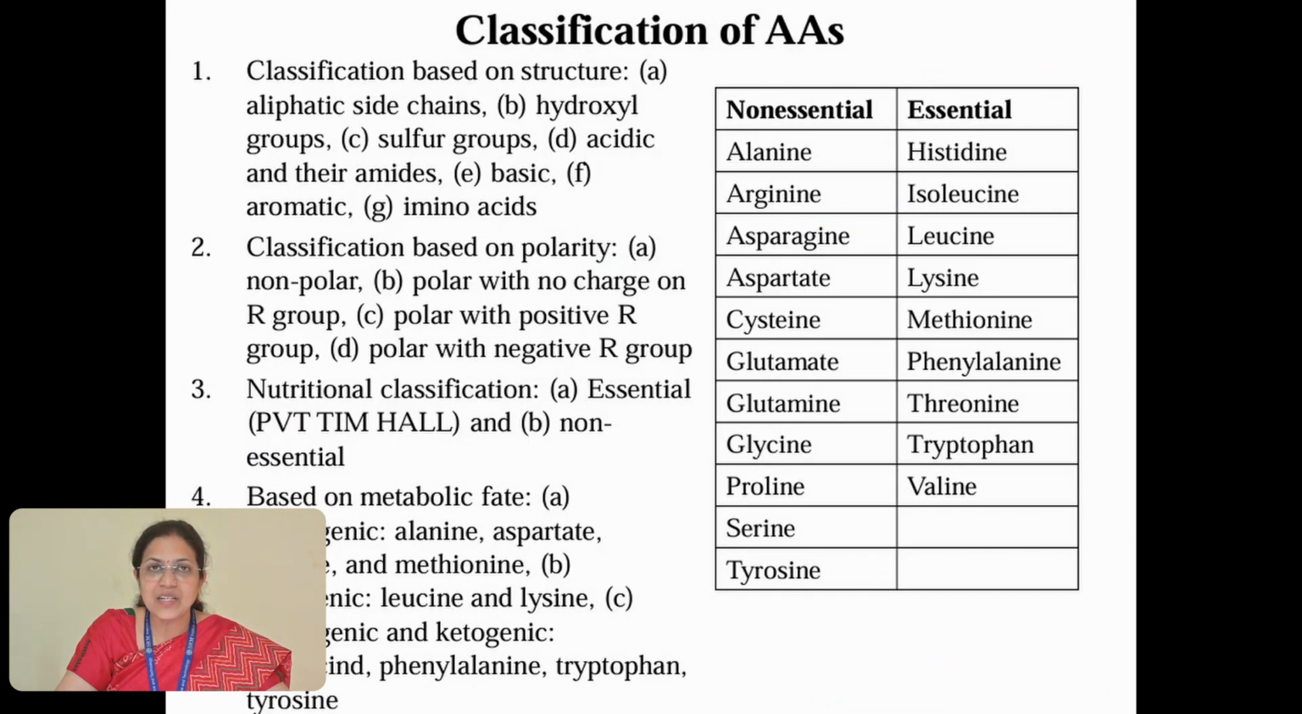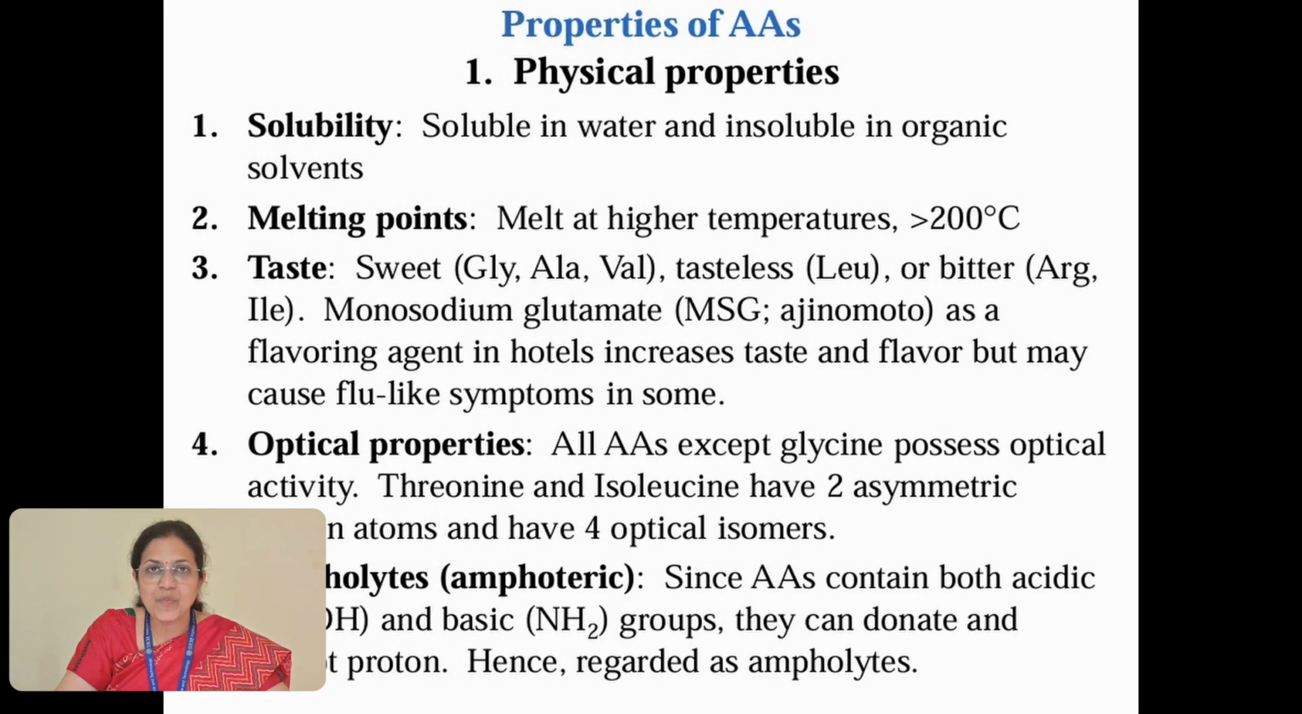Now coming to the classification of amino acids, there are two main classes, essential and non-essential. Essential amino acids cannot be produced in the body and have to be taken in the diet, whereas non-essential amino acids are produced in the body. And if you see the properties of amino acids, there are different physical properties: solubility, melting point, taste, optical property and ampholyte.